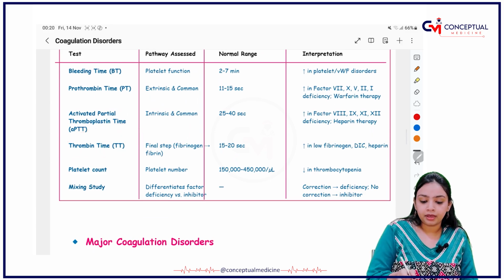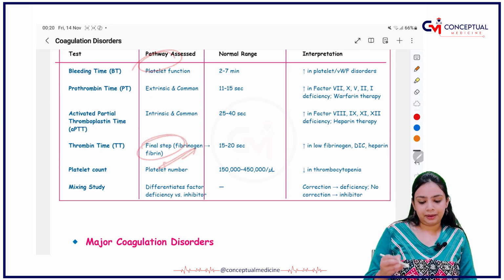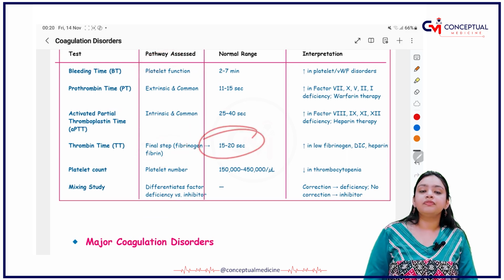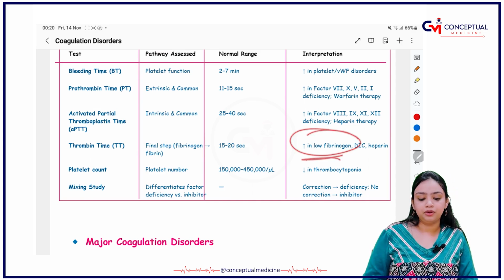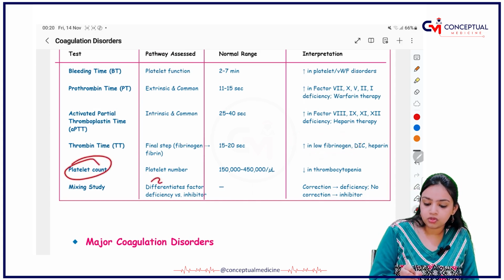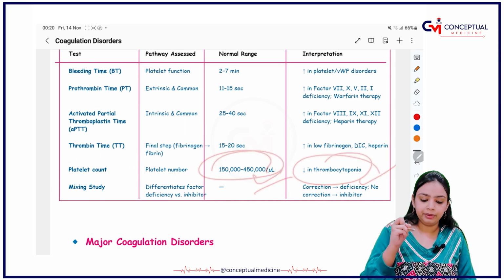Thrombin time, I need to assess it because it is the final step. Normal range is 15 to 20 seconds. It is increased in low fibrinogen. Platelet count, that is platelet numbers, has its normal range and is decreased in thrombocytopenia.